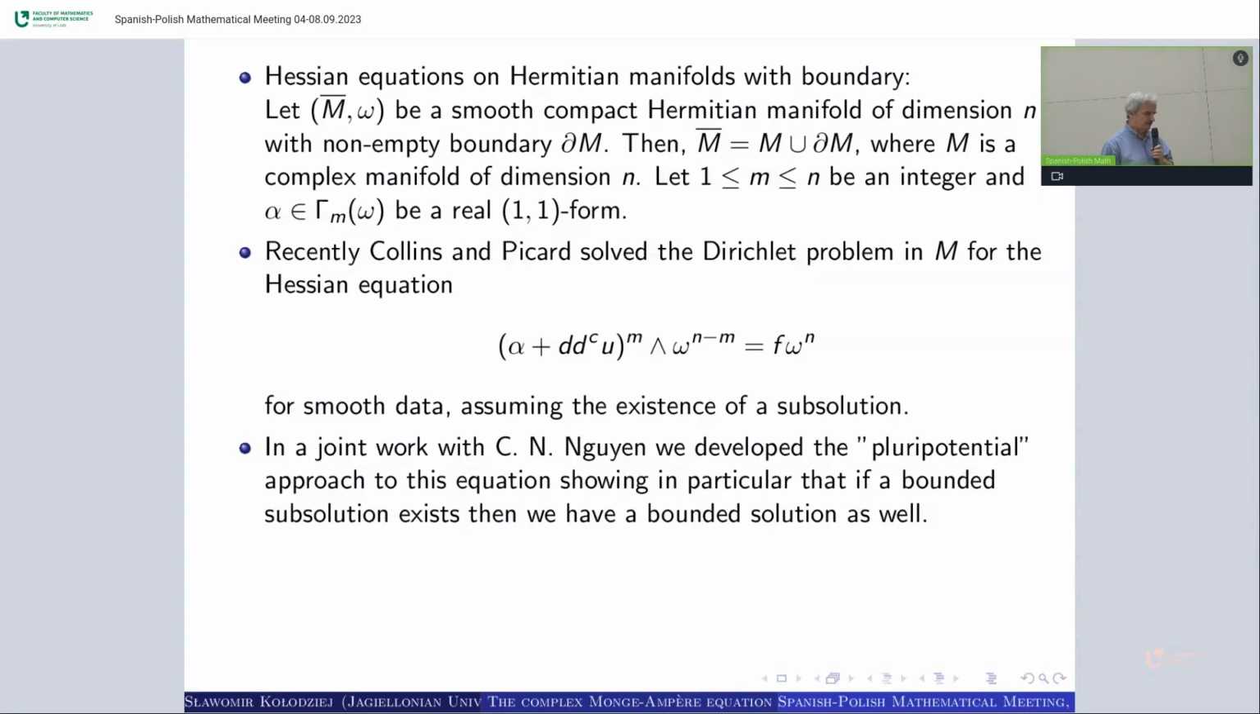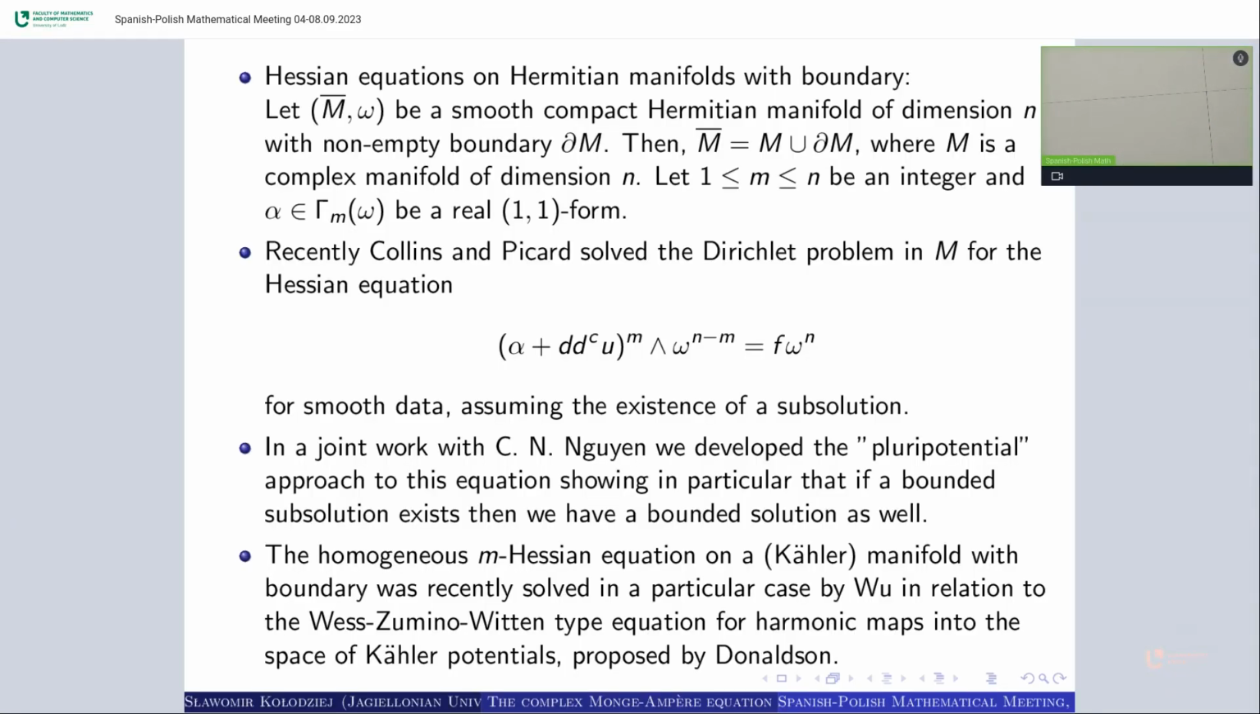A related result, also very fresh, is by Wu. It is related to the so-called Wess-Zumino-Witten type equation for harmonic maps into the space of Kähler potentials. So we have a map, maybe. Say we have (X, omega) compact Kähler. Kähler potentials in the given cohomology class are the functions u which satisfy this condition.